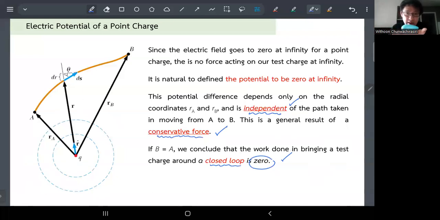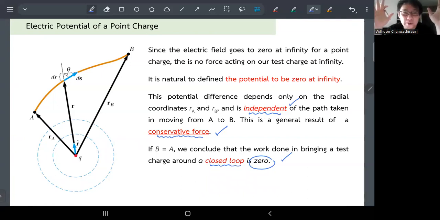You start a mass here, you can move up and then come back. That's a closed loop. When you have a closed loop, nothing has changed. Potential doesn't change. Potential energy does not change either. So zero change. Cool. The only thing left is this. When you consider a point charge generating the field radially outward.